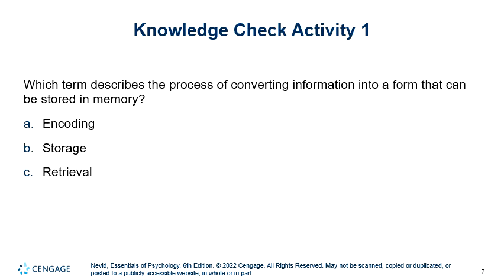Right, so now it's time for that knowledge check activity. Which term describes the process of converting information into a form that can be stored in memory? Would it be A, encoding, B, storage, or C, retrieval? What do you think?